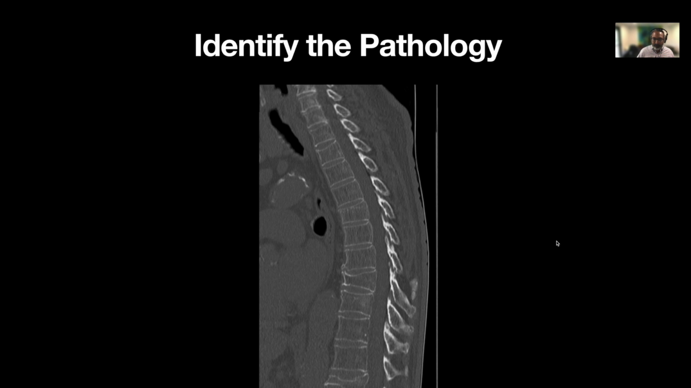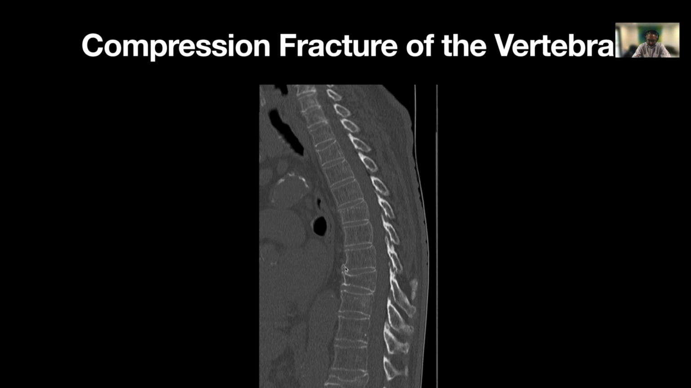Identify the pathology. Now, where is the pathology? Have a look. Yeah, mid-thoracic. I think that could be a compression. Compression fracture of the vertebra. So you said there's a fracture. But yeah, the person does seem a bit older because the intervertebral discs are now getting smaller. All right, let's keep going.